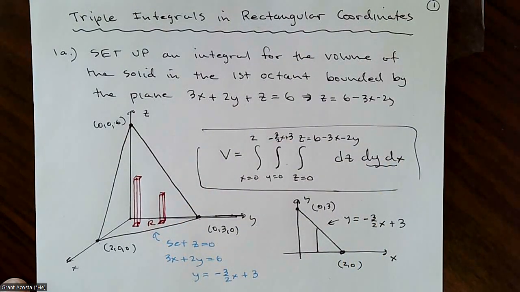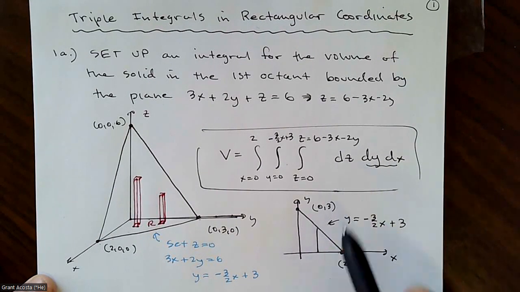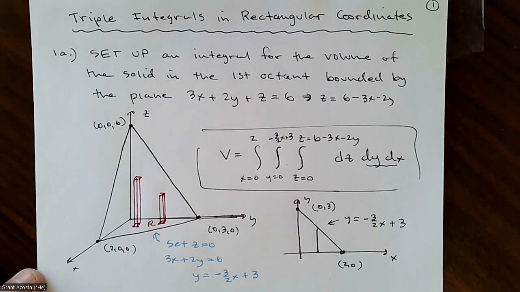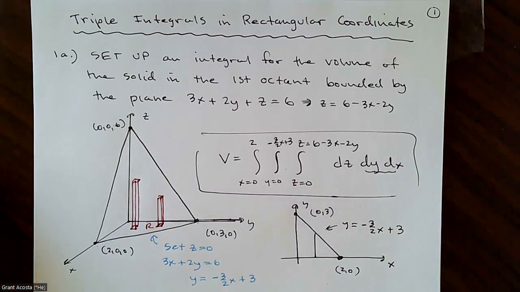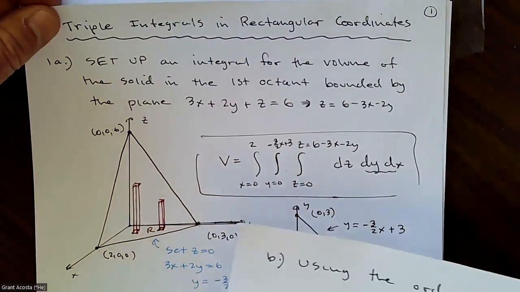So this would be the volume of my solid as a triple integral in the orientation of dz, dy, dx. But just like with double integrals, you may be asked to express the volume of a solid with a different order of integration. And so let's practice that. Let's see what that looks like.